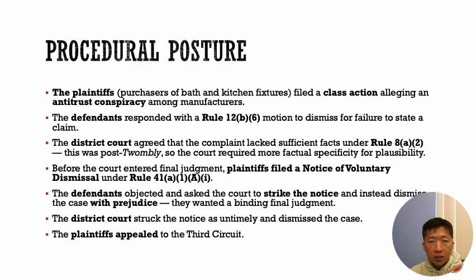Okay, so let's take a look at the procedural posture. How did we get here? At the beginning, the plaintiff filed a class action suing the suppliers and manufacturers under antitrust law. And the defendants responded with a 12(b)(6) motion and alleged that the plaintiff's complaint is not sufficient. And the district court agreed the complaint lacked sufficient facts under Rule 8(a)(2), and the court required more factual specificity for plausibility.